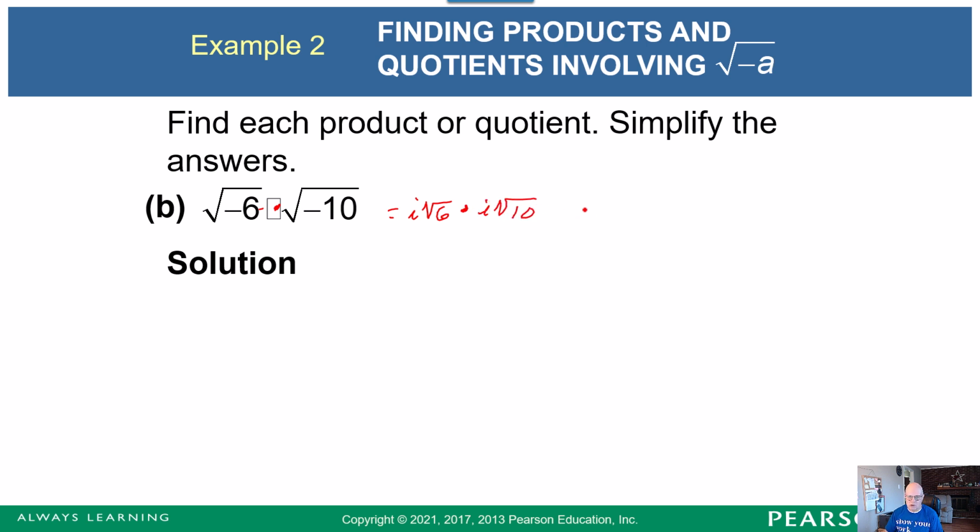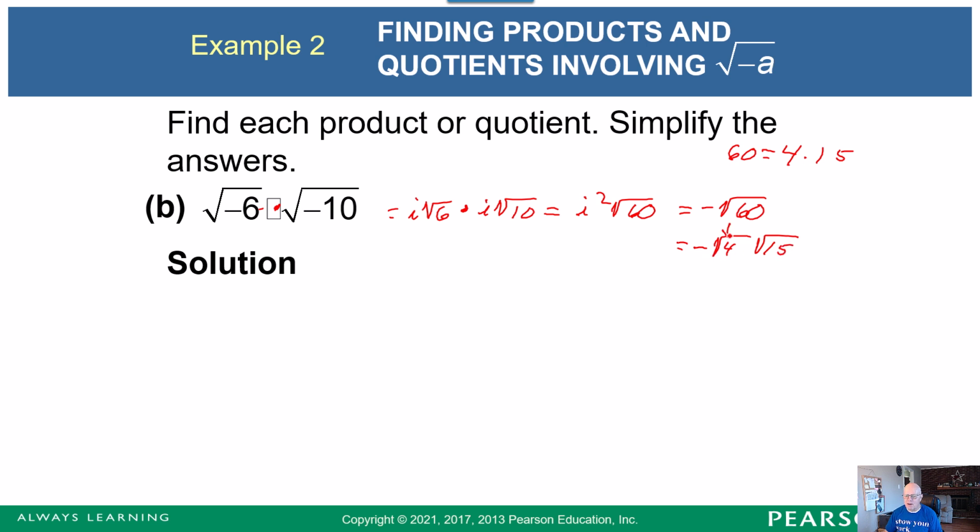Then you can put those together. You've got i squared because you've got i times i, and square root of 6 times square root of 10 will be the square root of 60. And you might be tempted to say, oh, I remember this is -1, so this will be negative square root of 60. So far, so good. Except 60 has a square as a factor. 60 is 4 times 15. So what we need to do is switch this to square root of 4 times the square root of 15.